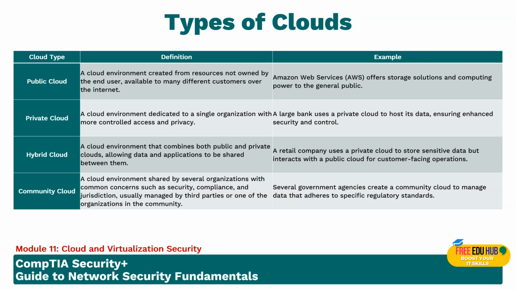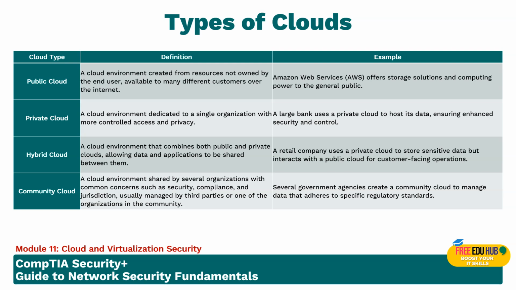Hybrid clouds are often a mix of control and flexibility, providing businesses the ability to manage sensitive data internally while also taking advantage of cloud resources. So a retail company can use a private cloud to store the sensitive data but interact with the public cloud for customer-facing operations, etc.